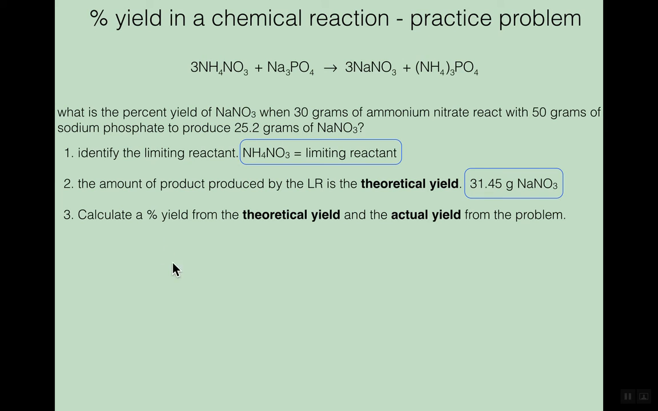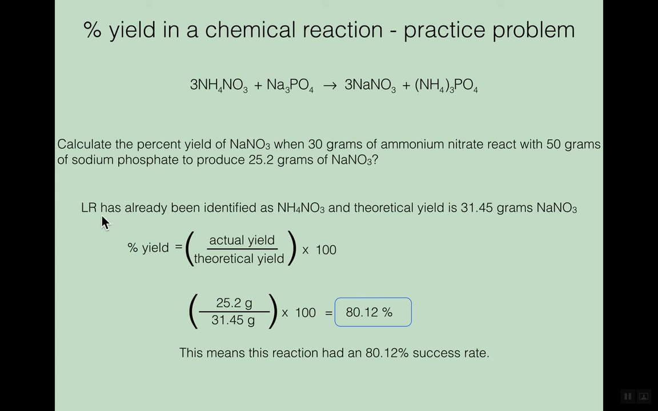The last piece is to calculate a percent yield from the theoretical yield and the actual yield, and that's really easy to do. You've already identified the limiting reactant and figured out the theoretical yield. The percent yield formula is just: you take the actual yield and divide it by the theoretical yield, and then to get a percent, you multiply by 100. So this is what we actually got, according to the number they've given us, divided by what we should have gotten, which is the 31.45 grams. Multiply that by 100, and you get 80.12%.